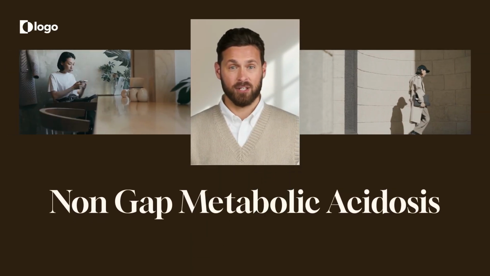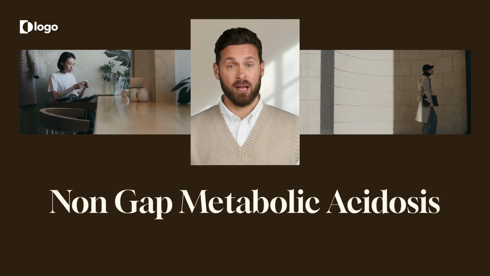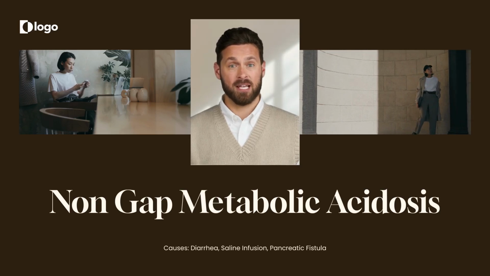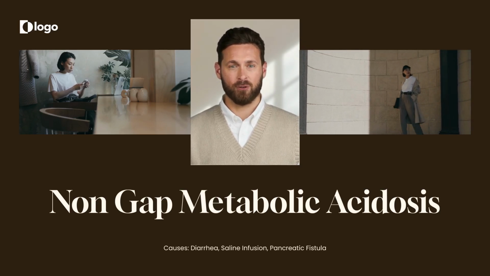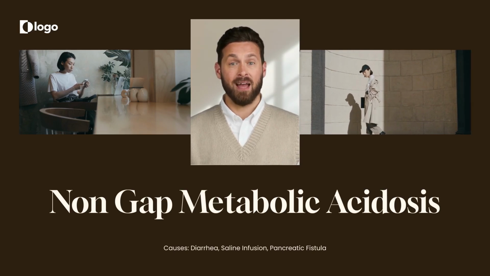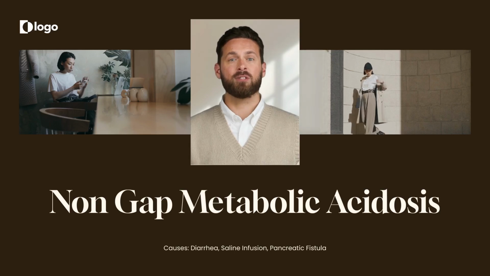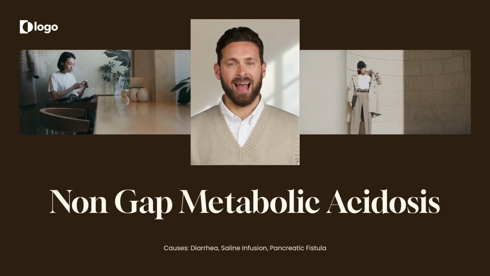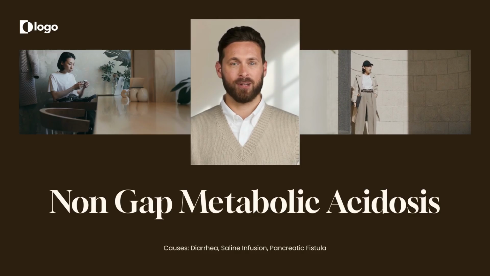Non-gap metabolic acidosis, on the other hand, can be seen in patients who have diarrhea, also seen in patients receiving normal saline infusion, in those with pancreatic fistula, renal tubular acidosis, and those on acetazolamide. Of note, acetazolamide is a carbonic anhydrase inhibitor which alkalinizes urine.